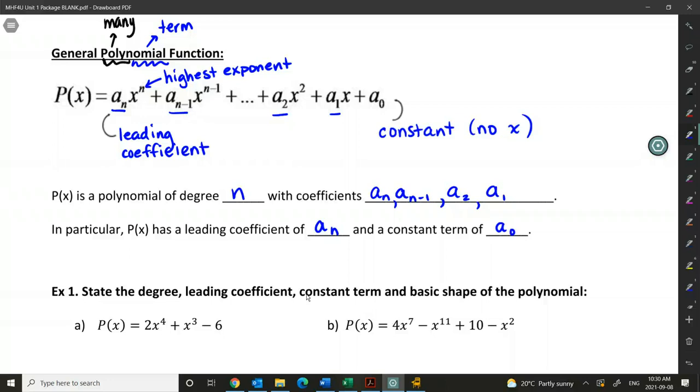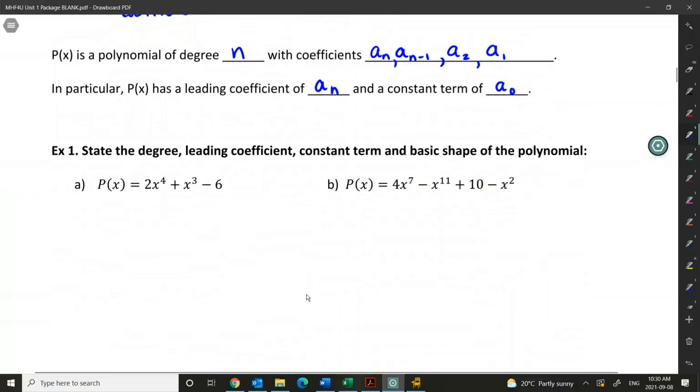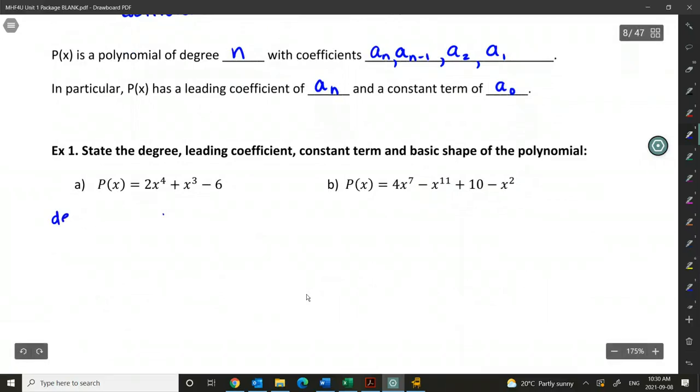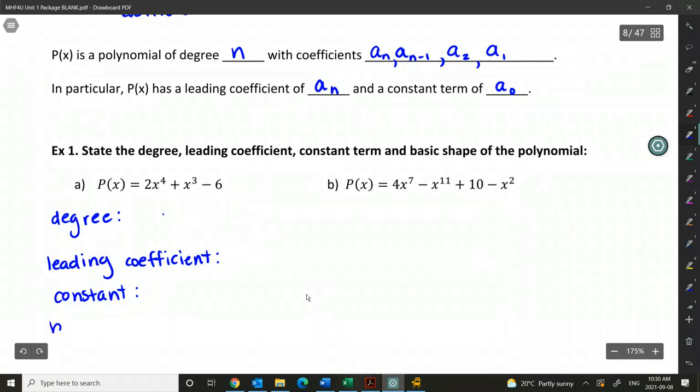Okay, so with all of that math language in there, let's actually look at a numerical example and put this all together. So we're going to state the degree for this. We're going to state the leading coefficient. We will do the constant. And the basic shape, so either U or S shape based on what we say the degree is.